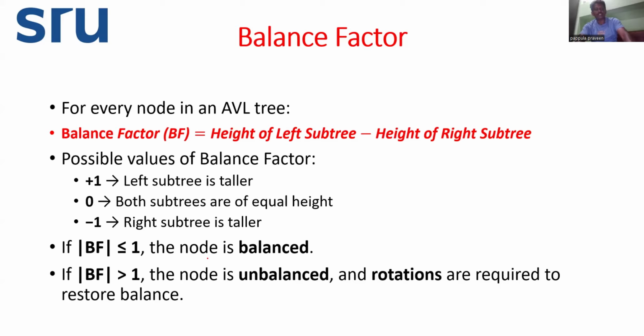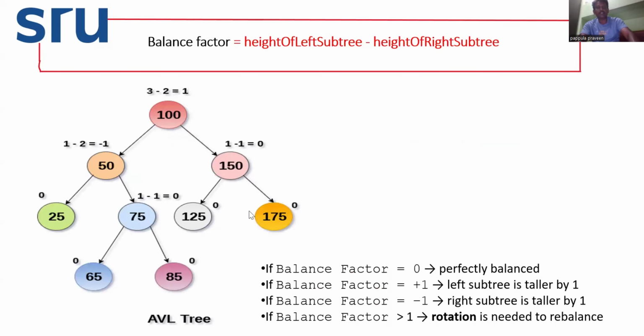Now, if the balance factor is less than or equal to 1, the node is balanced. If the balance factor is greater than 1, the node is unbalanced, and rotations are required to restore the balance. So you observe here, less than or equal to 1, there is no problem; the left subtree and right subtree are both balanced. This is the balance factor: height of the left subtree minus height of the right subtree.